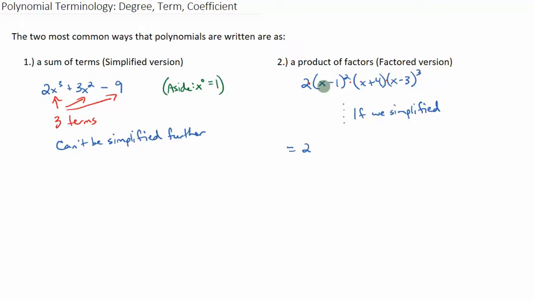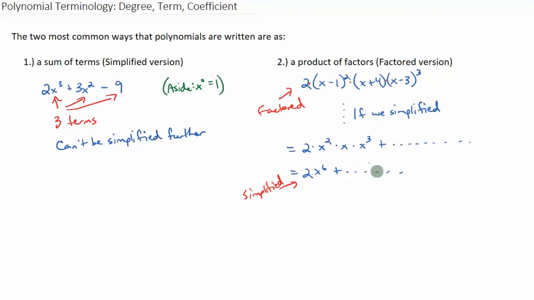And if you multiply x minus 1 squared out, the first term would be x squared, so 2 times x squared, times x plus 4, the first term is just x, times x minus 3 cubed. If you multiply that out, the first term would just be x cubed. And 2 times x squared times x cubed is 2x to the 6th. Now we would still have some smaller terms after that, but this would be the first term. So this is factored, and this is simplified, because you can't combine any like terms.